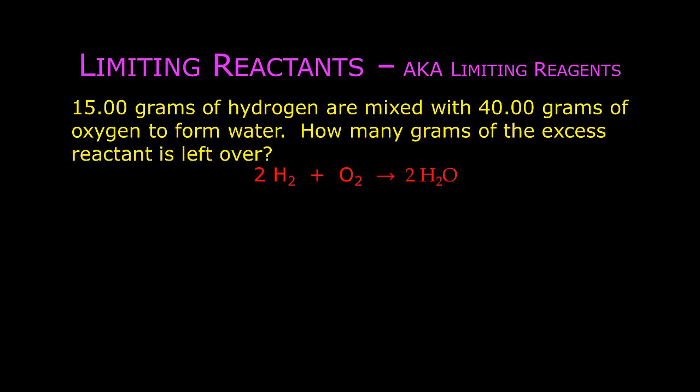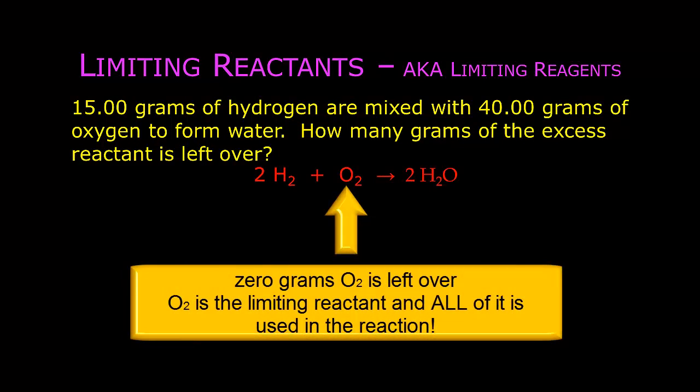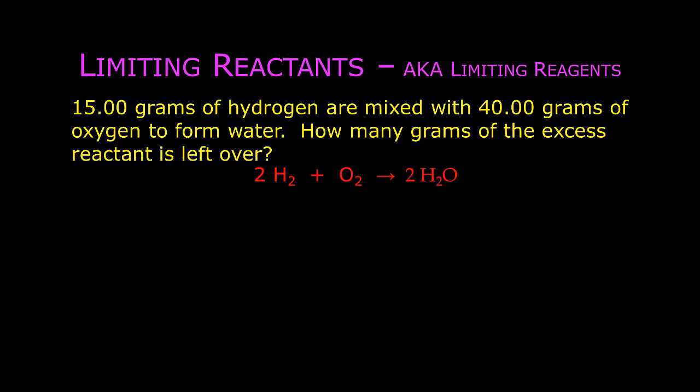Now that we know that oxygen is the limiting reactant, we need to find out how many grams of the excess reactant are left over. We know the limiting reactant has 0 grams left over, so there is no oxygen left over. So now we need to find out how much hydrogen is left over. We're going to start out with 40 grams of oxygen, and from that, find out how much hydrogen is used, because oxygen is our limiting reactant.